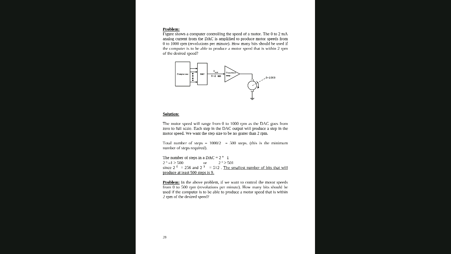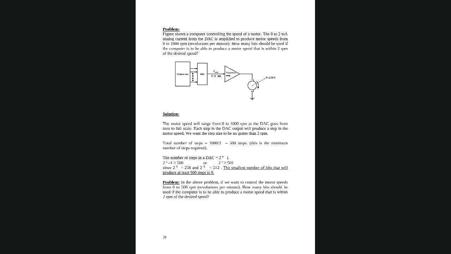500 steps, I will need 9 bits. Clear, everybody? Okay. So very simple. You will see 1000 RPM. What is the step size? 2 RPM. Okay. So 1000 by 2 RPM will have 500 steps. For 500 steps, how many bits should there be? So we should have 9 bits. Okay. Look, the second example will become very clear.